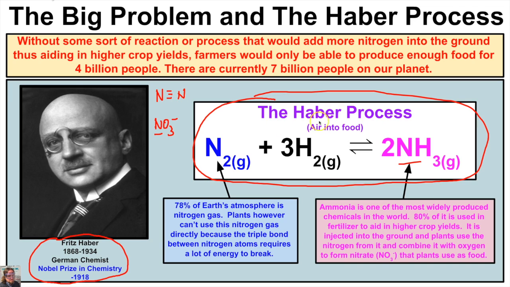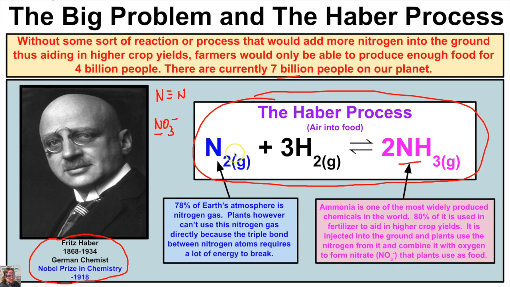And so this Haber process is a very important process because it basically revolutionizes farming in our country and throughout the world, and allows us to produce higher yields of crops that we can then eat and feed the 7 billion people on this planet. Ammonia is one of the most widely produced chemicals in the world, and 80% of it is used in fertilizer to aid in higher crop yields. It is injected into the ground, and plants use the nitrogen from it and combine it with oxygen to form nitrate that plants use as food.